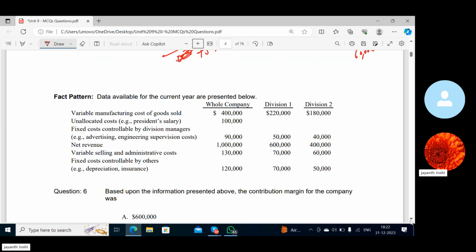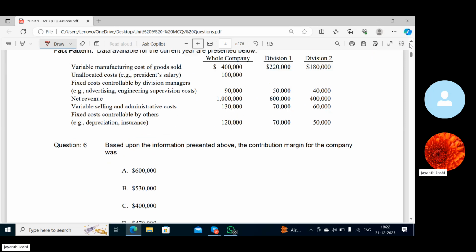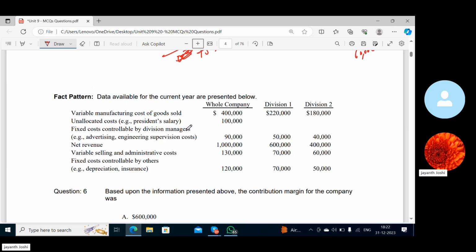Yeah, this one. They're asking question number 6, right? Please go through the statements. Based upon the information, the contribution margin for the company was... So you can do this. What is the formula for contribution margin? Sales minus variable cost. If it is unit contribution margin, divide by the number of units.